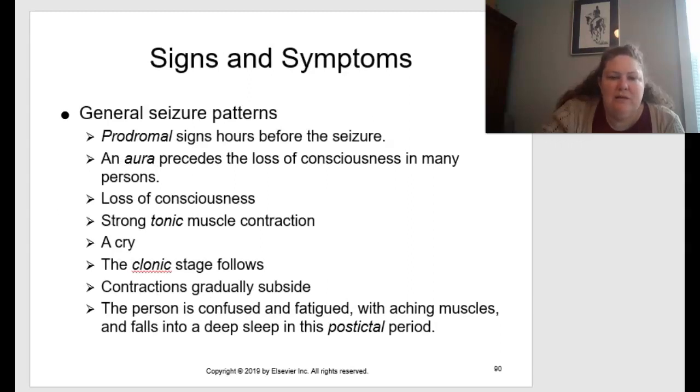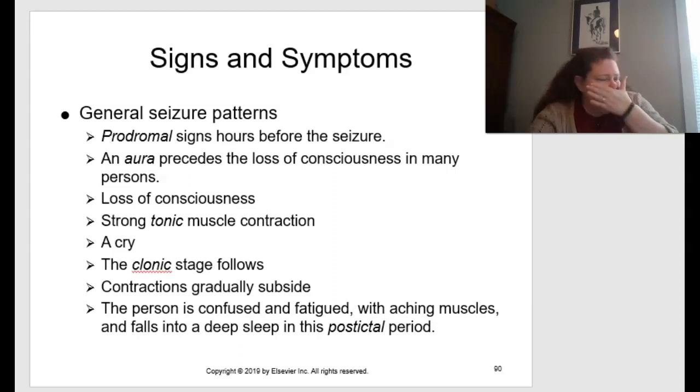General seizure patterns: you have some prodromal signs that can occur hours before the seizure. An aura precedes the loss of consciousness in many people, but not everyone. You can also have a loss of consciousness, but not everybody. Strong tonic muscle contractions can occur. Sometimes you can have a cry out, okay, that you can hear. You have a clonic stage that would follow. You have contractions that gradually subside, and then the person is usually confused and very tired with aching muscles, and they fall into a deep sleep, and this is the postictal period.